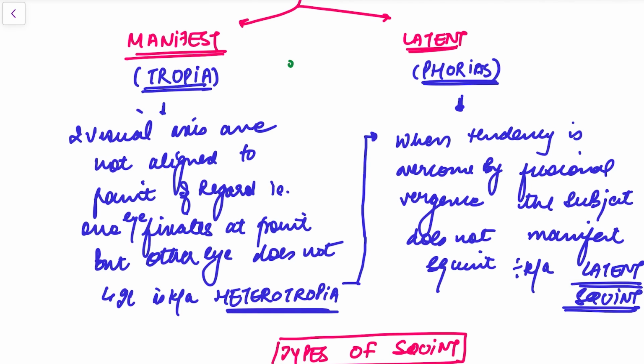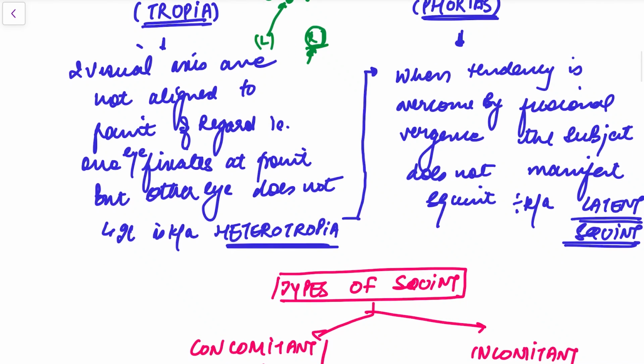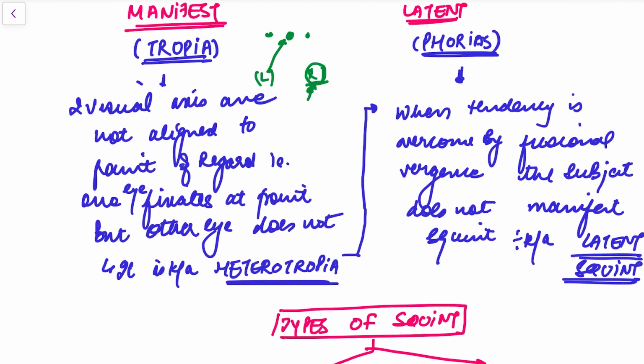For example, here is the point of interest, and this is the left eye and this is the right eye. Suppose the pathology is in the right eye and the left eye is completely normal. If one tries to focus on this object, the left eye will focus on it, but the right eye will not be able to focus on this point. The eye will focus somewhere here or somewhere here, depending upon the pathology. So squint is present in this eye, and this eye is not able to properly fix on the object of interest. This is known as squint, and this is known as heterotropia.